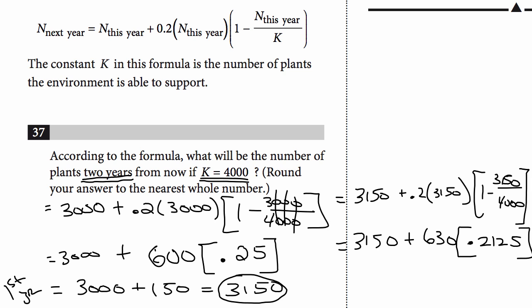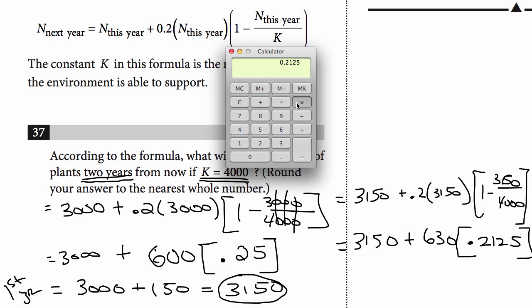Sorry, if I had my calculator, this might go a little faster. And then we'll just do that times 630, which equals 133.875, plus 3,150. So 3,283.875. And I want you to round to the whole number. So that's just going to be 3,284. And that should be your final answer. Cool. And you're done.